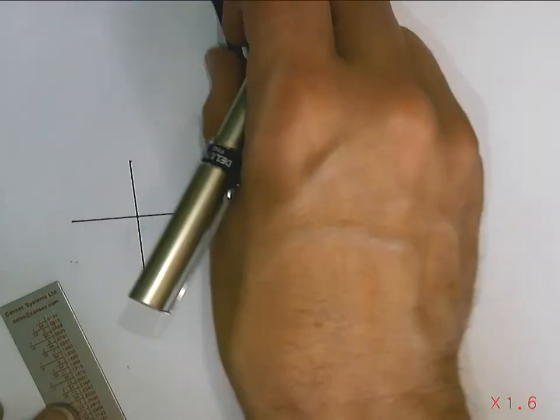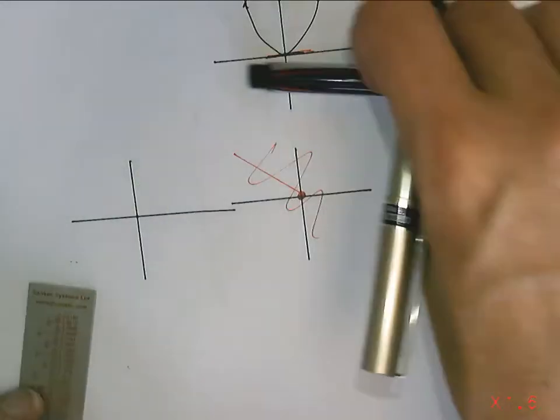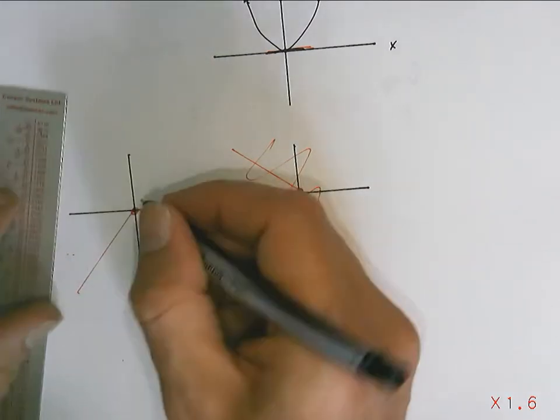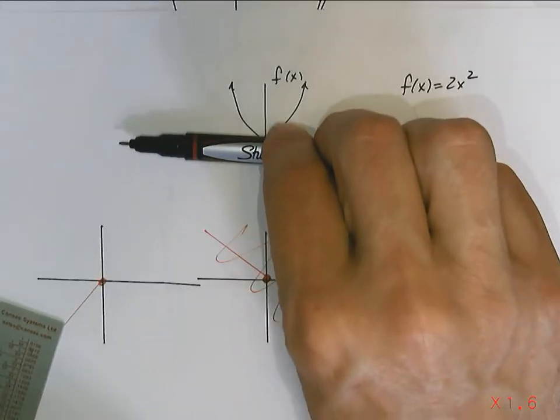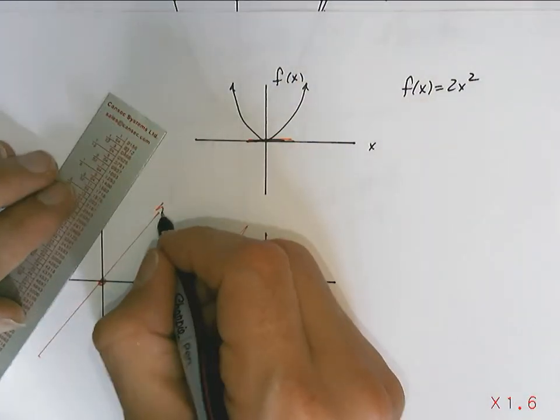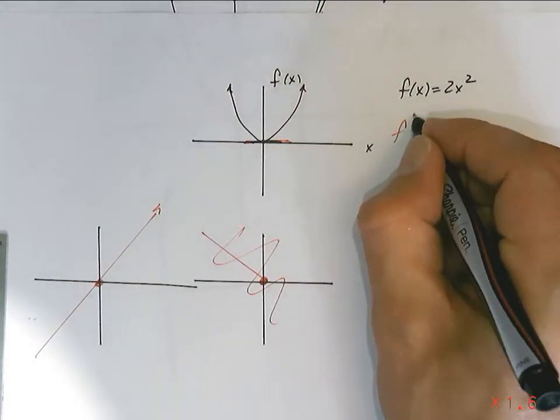That's negative. Really, really large negative to 0. That looks like this. And then it goes from 0 to larger and larger and larger positive. That goes like this. Do you remember what the derivative of this was?